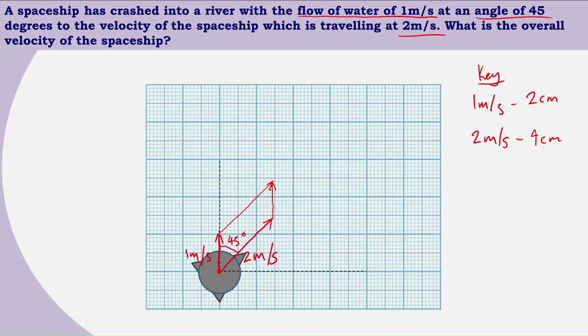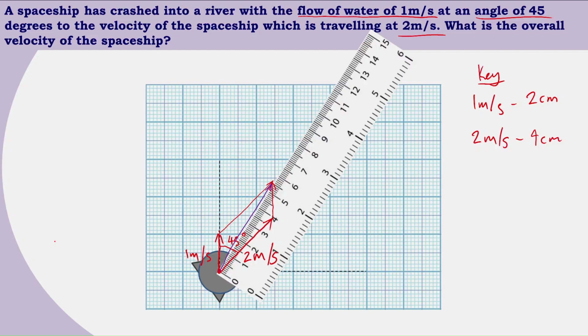So now we can draw a straight line going from the origin to the ends there, and that is our resultant vector. Using our ruler, we can measure the length, and that looks like it's about 5.5 centimeters. Using our key, we know that 1 meter per second is 2 centimeters, so we can use 1 centimeter equal 0.5 meters per second.